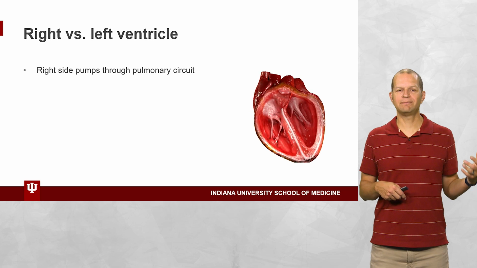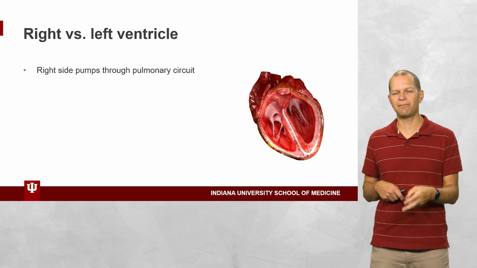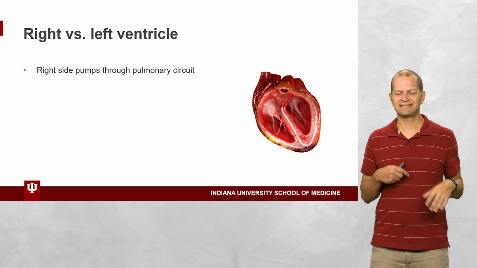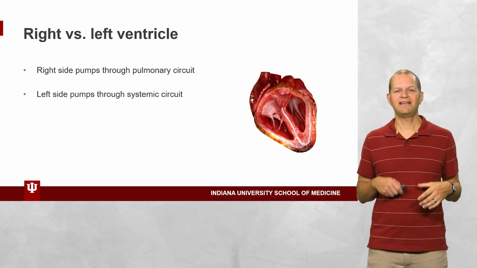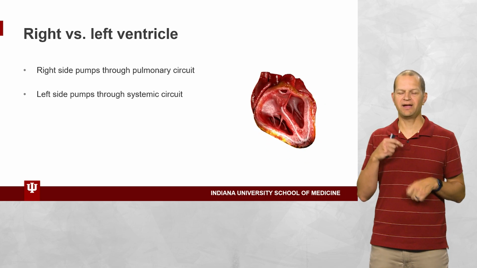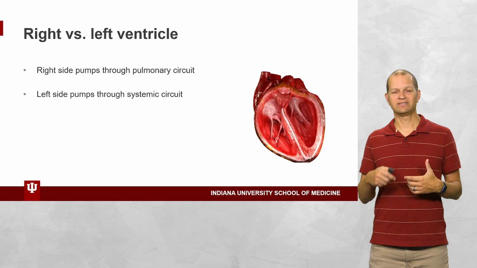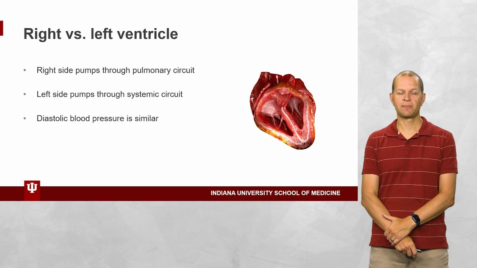Well, the right side pumps blood through the pulmonary circuit. It just has to get it through the pulmonary artery, capillaries, and veins. It doesn't have to travel very far. The left side has to get blood out through the aorta, down to my big toe, and back up to my heart, and also blood from my aorta up to my brain and back down to my heart. So it's a lot different.